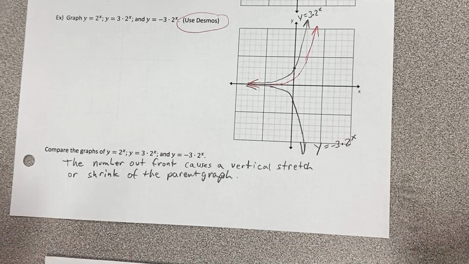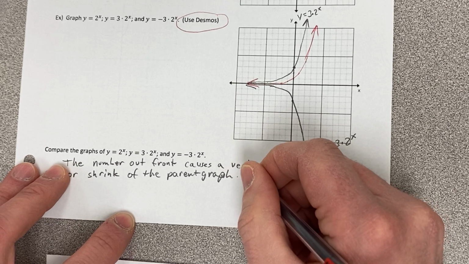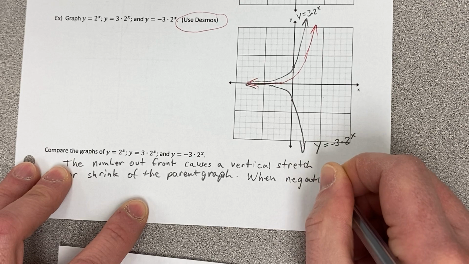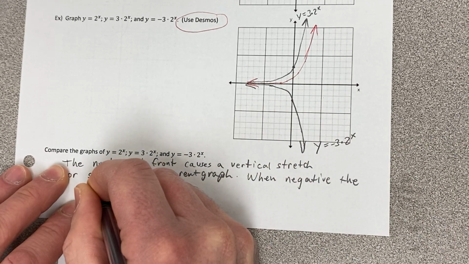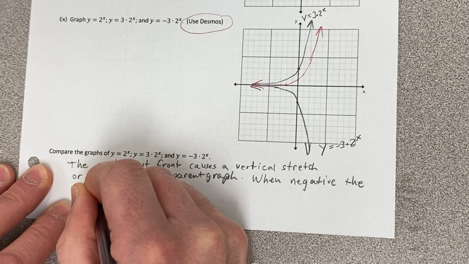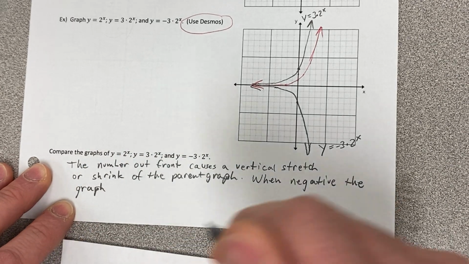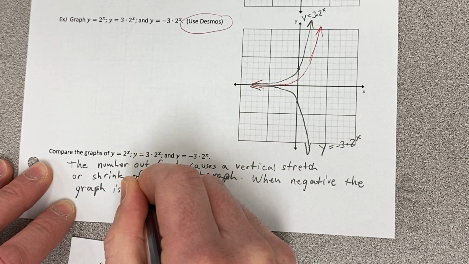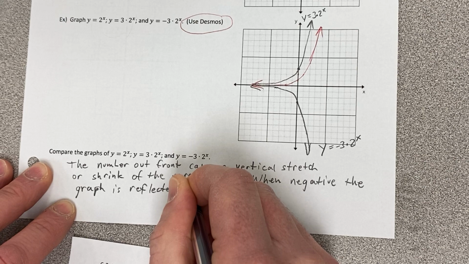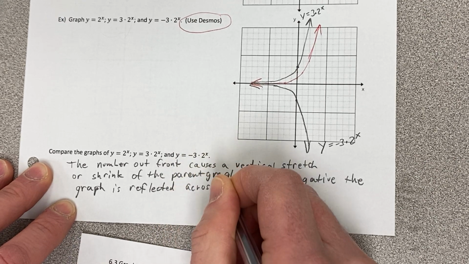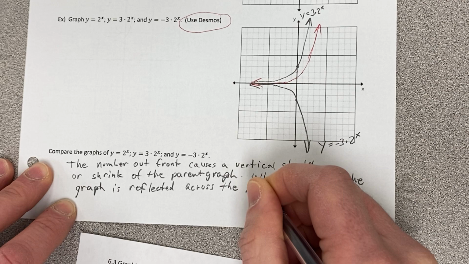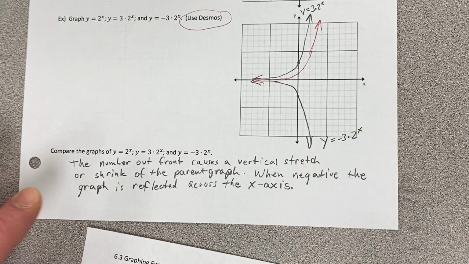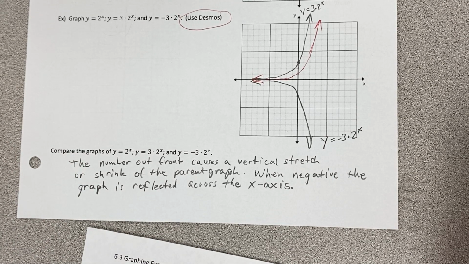And then what happened when we put a negative out front? Well, when negative, the graph is flipped, we say, but we're going to be mathematical about it. When negative, the graph is reflected across the x-axis. When negative, the graph is reflected across the x-axis.